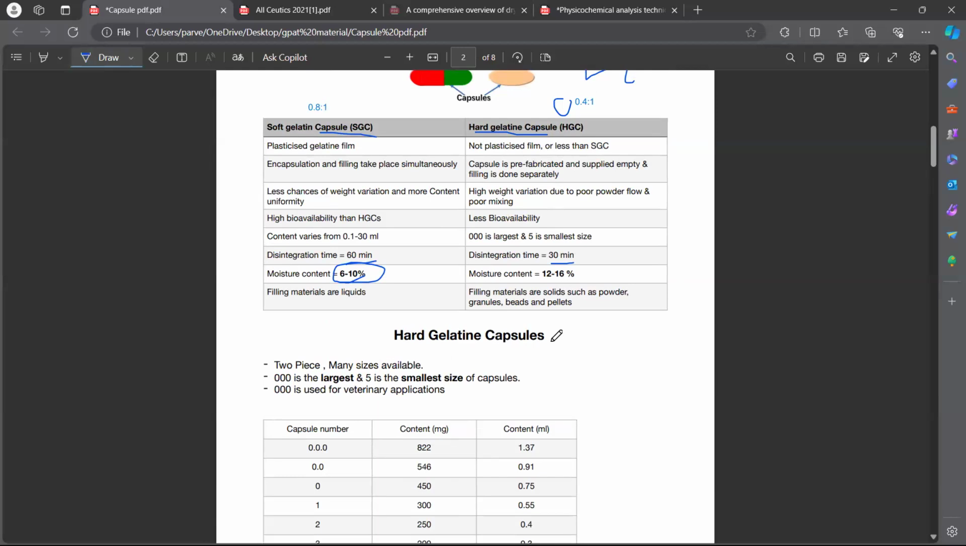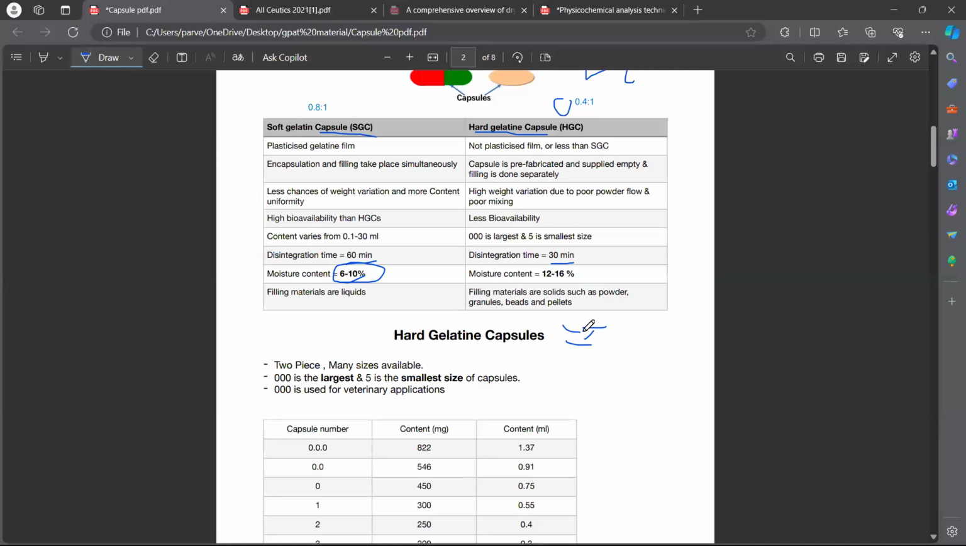Bloom strength is another most important parameter which is to be studied while coming to the capsule dosage form. So bloom strength measures the rigidity or cohesive strength. Nice. So it measures the stiffness of the gelatin, the cohesive strength between the gelatin strings, which is termed as bloom strength.